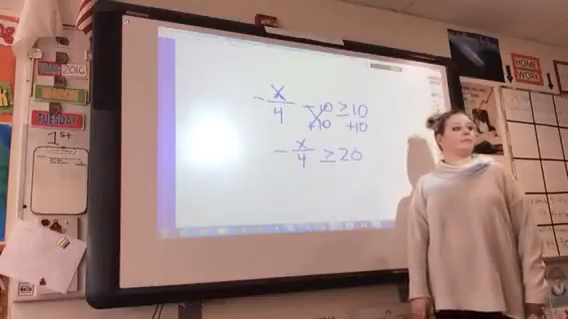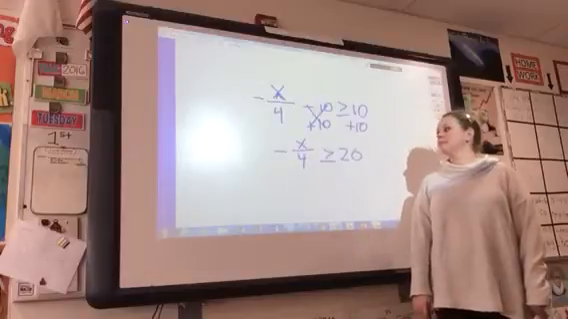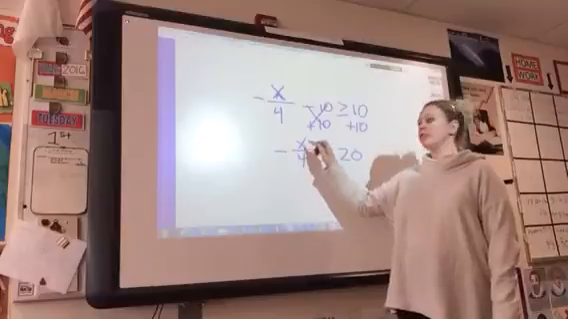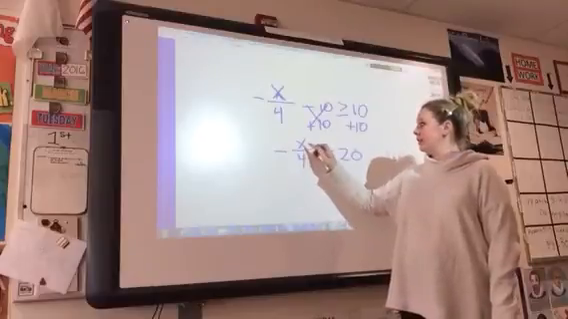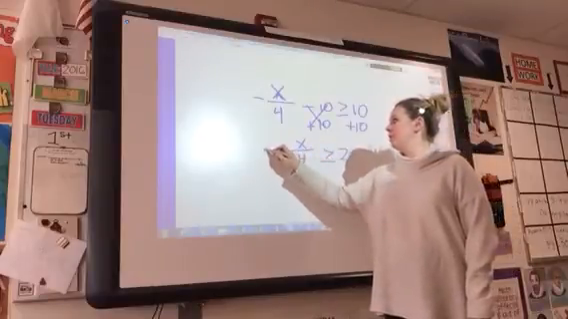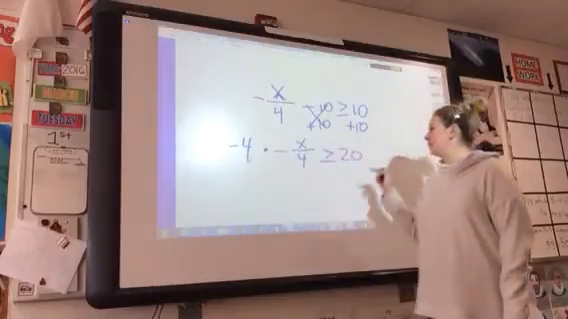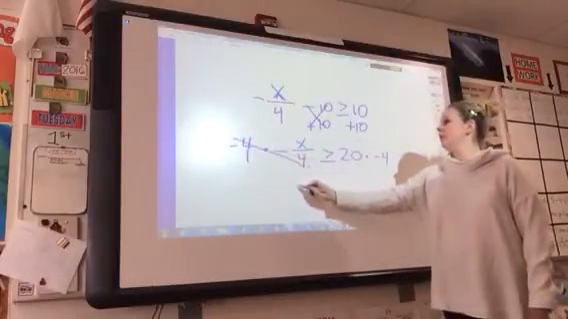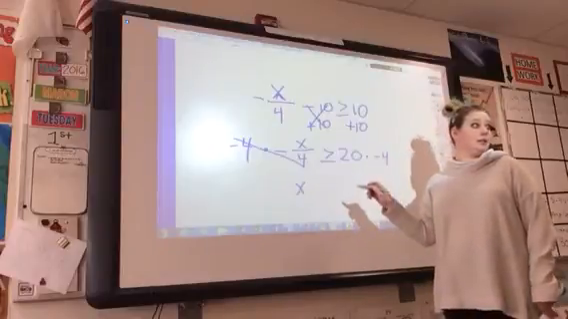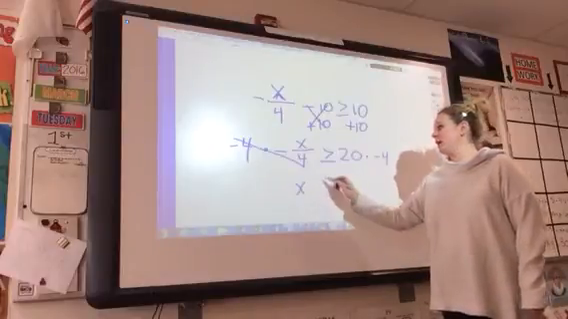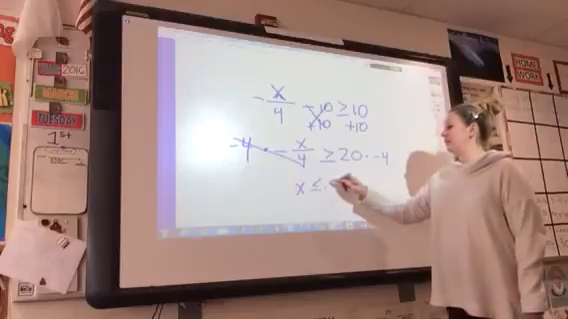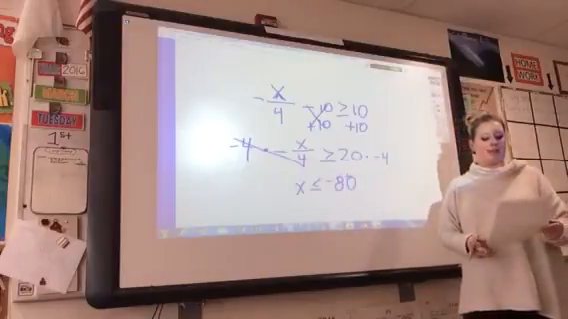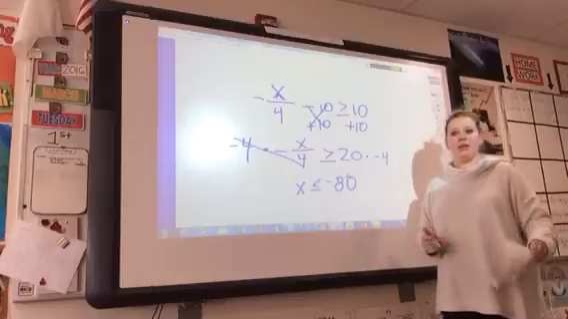And then you multiply by -4. Ah, good. See, we have another scenario like I just said. So if it's a negative and you have a variable over a number, multiply by the negative number. Okay, make it negative. So, x, do we flip the symbol? Yes, because we multiplied by -4, x is less than or equal to -80. Okay? Next.